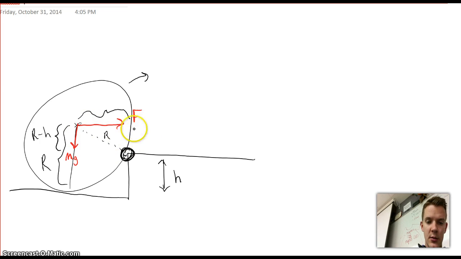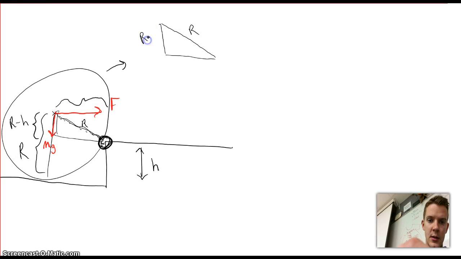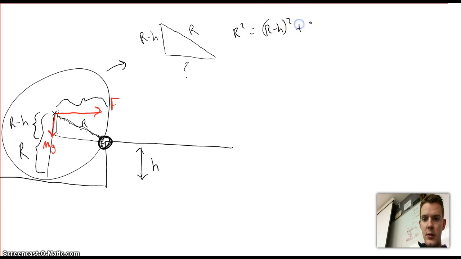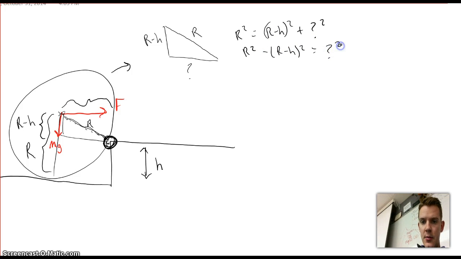So I'm going to take this and make a little triangle up here. So this triangle is really right here. That's r. The vertical part of it is r minus h. And so what is this part? Well, we can just use Pythagorean theorem to figure that out. r squared has got to be equal to (r minus h) squared plus question mark squared. So r squared minus (r minus h) squared equals question mark squared.